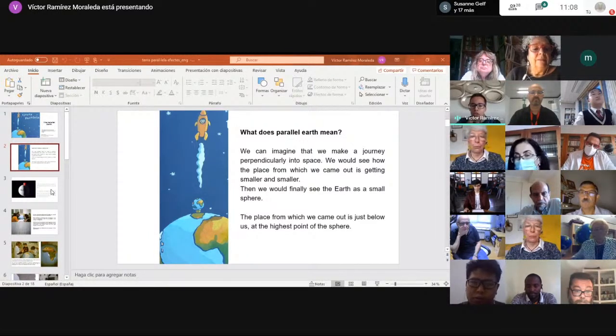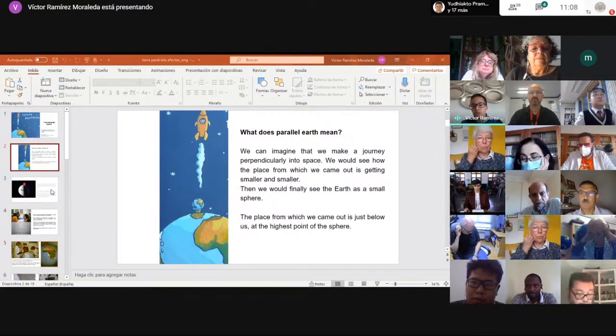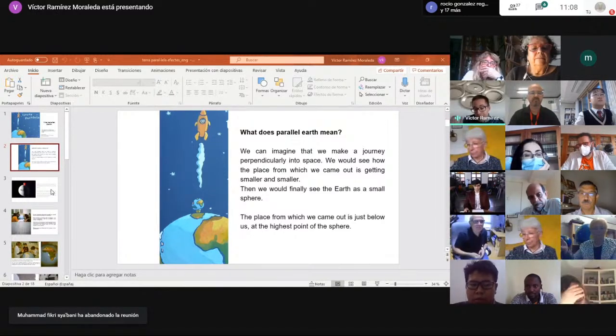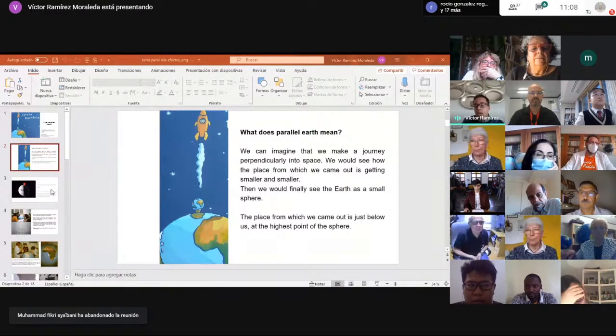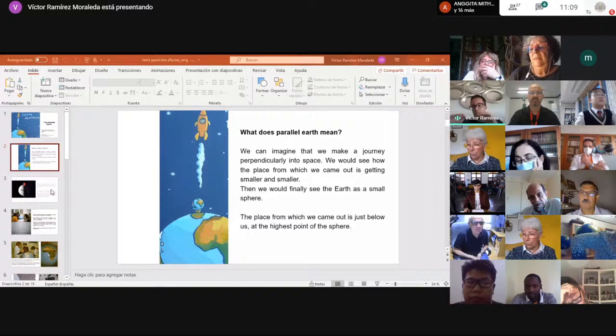And thanks to that, we went to a mountain, and other children had been on a plane. Then the children linked this idea that if we go in a perpendicular way into space, we can see the Earth as a small sphere.